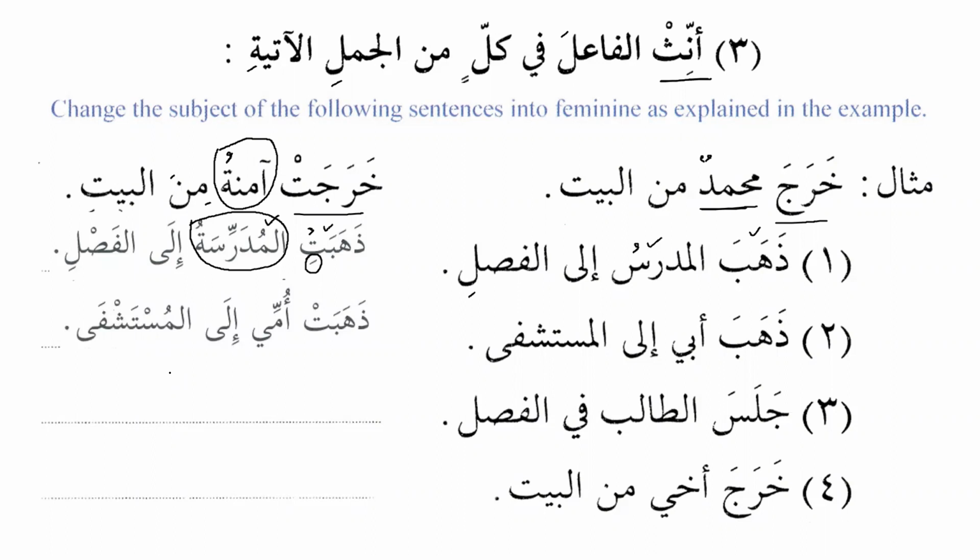So the verb will change according to the subject, as we can see over here. Now we know that abi is marfu' and ummi is marfu', but we can't see dhamma over here. We can't see dhamma because of ya al-mutakallim, because we know after ya al-mutakallim, the noun changes from dhamma to kasra. Jalasa al-talibu fil fasli. The student sat in the classroom, and we want to say the female student sat in the classroom.